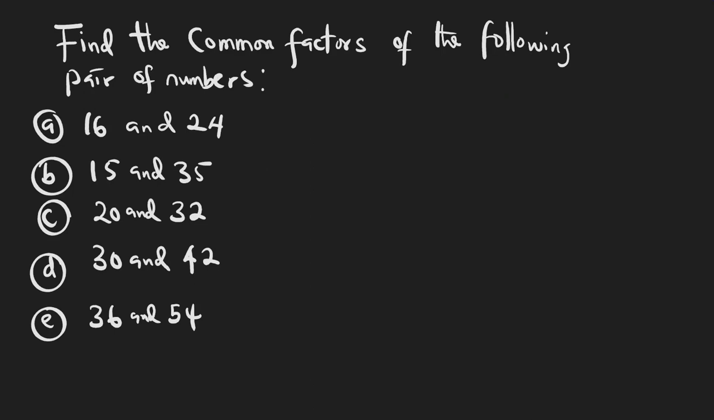Alright, we have a question here. The question says, find the common factors of the following pairs of numbers. And the first pair of numbers we have is 16 and 24. So let's solve it. Solution. So let's take the first set of numbers, that's A, 16. So what are then the factors of 16? That's the first thing we need to find.